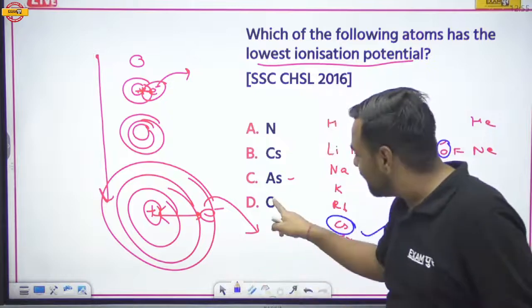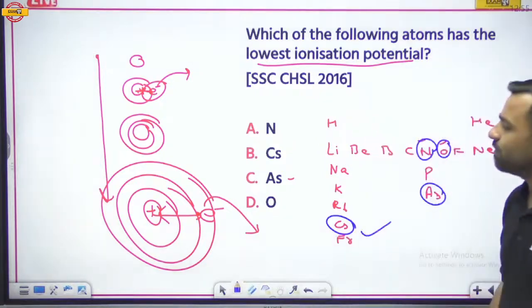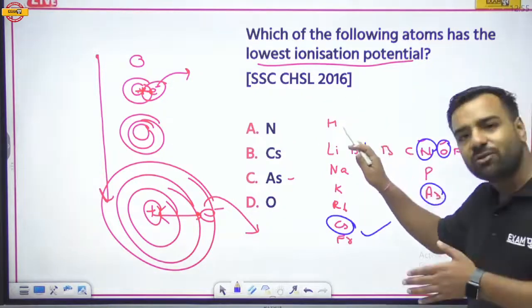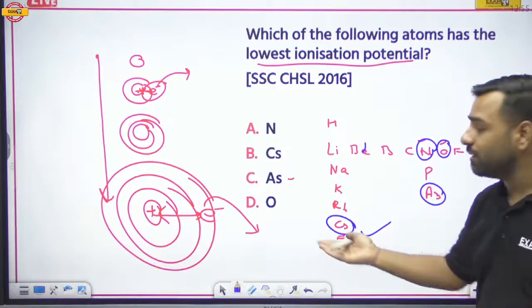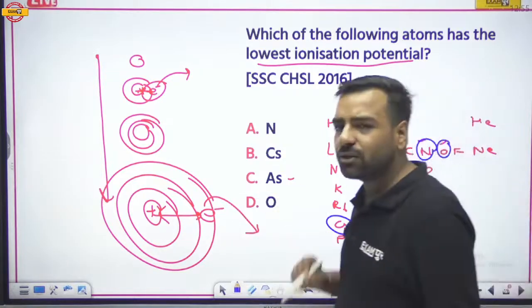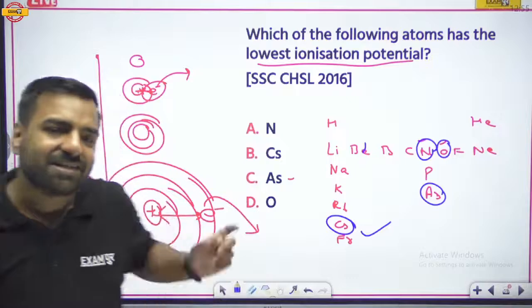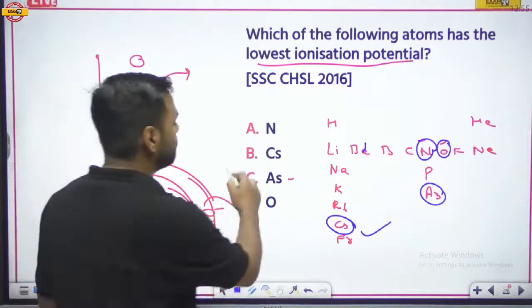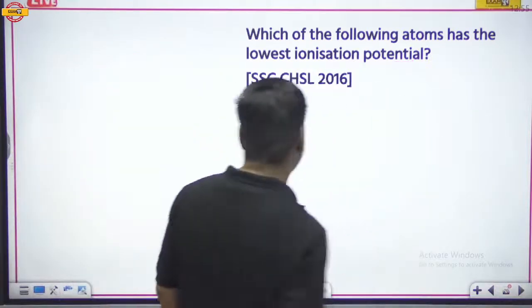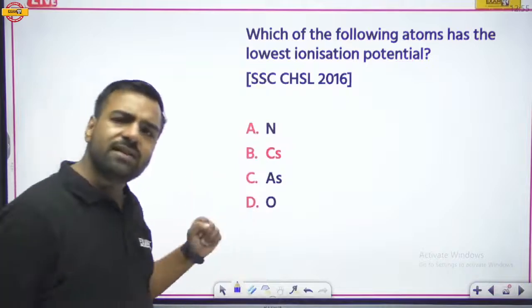Right? So easily electrons can be taken out from this part because, first of all, it is in the first group. That too in the lowermost part, the number of shells is maximum. Easily electron can be taken out. So what is the correct answer? The correct answer is going to be option B. That is cesium. Simple. So this is the point.